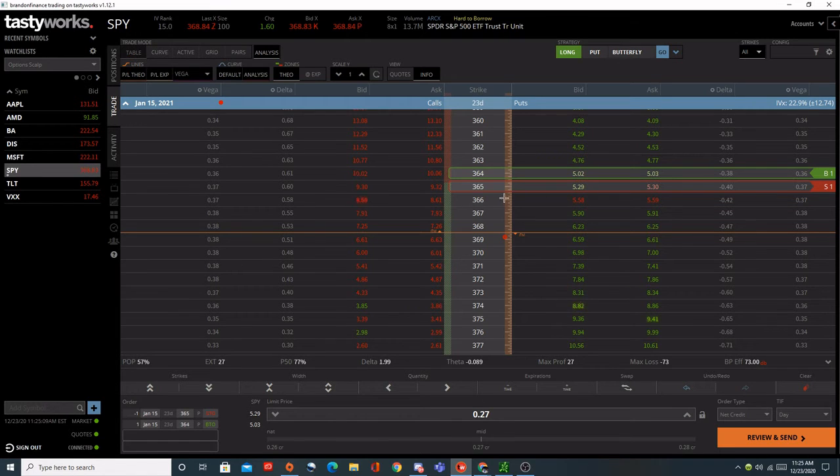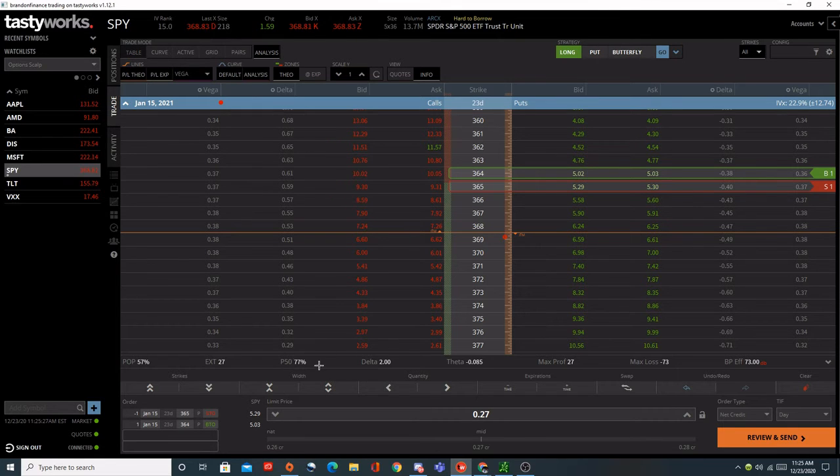And you're gonna make money. And that's because you're really betting it's gonna stay. You'll make max profit if it closes above 365. You'll lose your max loss if it closes below 364. So again, high probability trade right here.